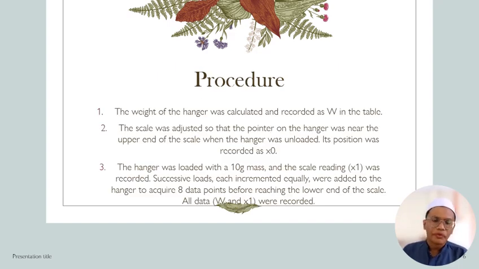The first step of the procedure, the weight of the hanger was calculated and recorded as W. W means the weight in the table. The scale was adjusted so that the pointer on the hanger was near the upper end of the scale when the hanger was unloaded. This position was recorded as x0. Then, the hanger was loaded with a 10-gram mass and the scale reading x1 was recorded.